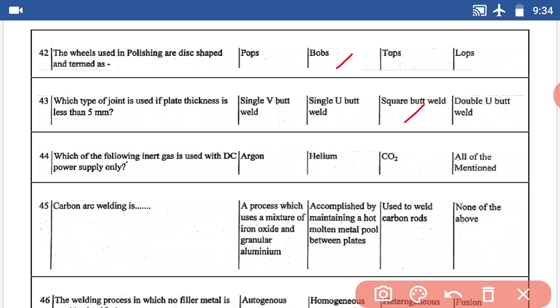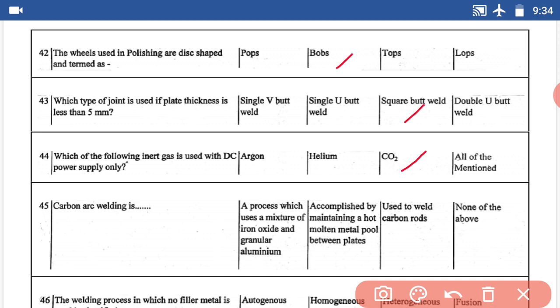Question number 44. Which of the following inert gases is used with DC power supply only? This question's answer is option C, CO2, carbon dioxide. Option C is the correct answer.